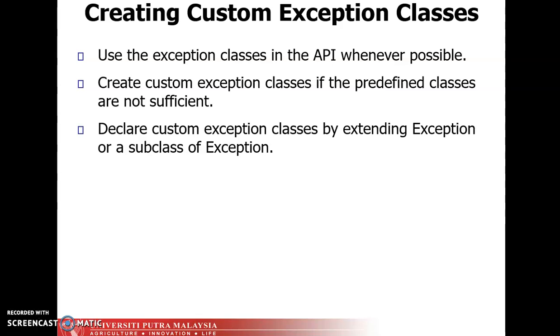For small or average size programs, we may use existing exception classes in the API, application programming interface, whenever possible. But if there is a lacking scope of exception types, then Java will allow us to create custom exception classes if the predefined classes are not sufficient. But how are we going to deal with it? The answer is we should declare exception classes by extending Exception or a subclass of Exception.